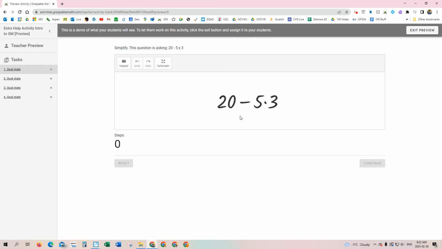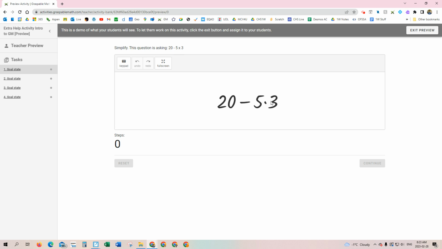Here are a couple of things that will help you complete your Graspable Math activities. The first thing you need to notice is something a little bit different about notation in Graspable Math. This says 20 minus 5 dot 3. What does the dot mean? Well, the dot actually means multiplication. You can see this is normally how we would write it.